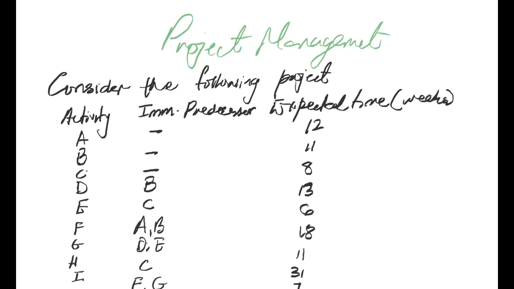So the last one is 7, all right? So after 31, you have 7. Now, one of the tools of project management is network analysis, where we take this work breakdown structure and we convert it to a network.